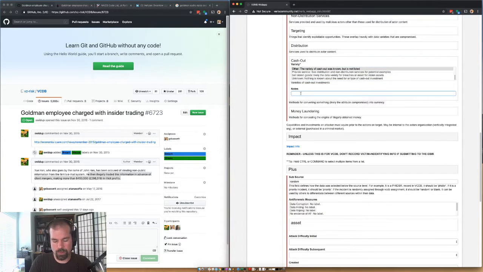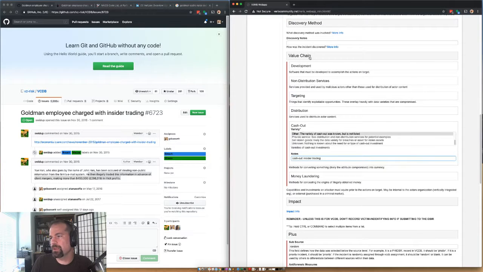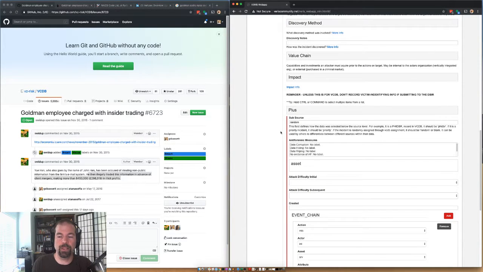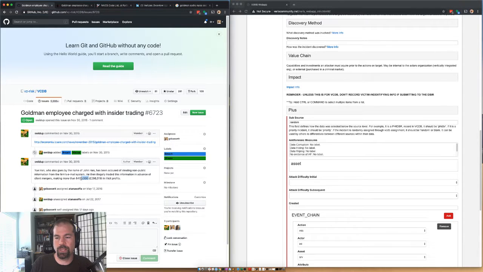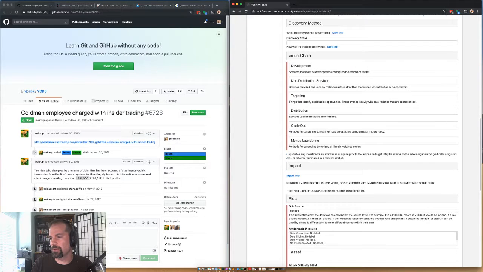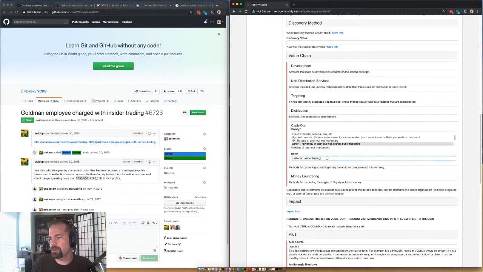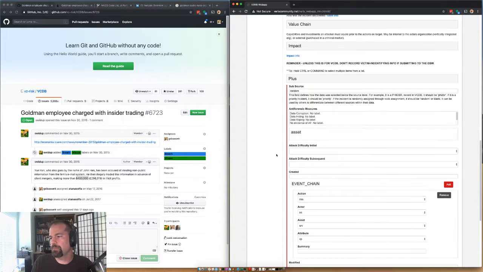So notes: cash out, insider trading. Yeah, because that's what happened, right? He didn't steal money, he stole information. And then he cashed the information out for $455,000 worth of money. So there we go.